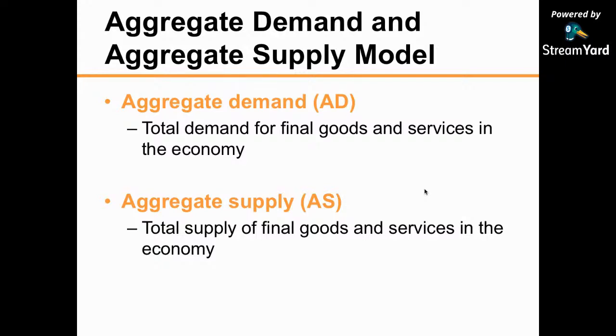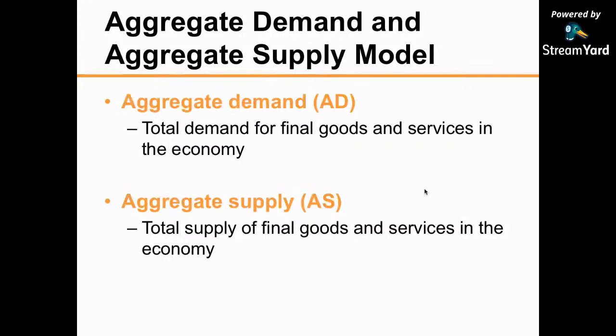This is just another supply and demand model. It's really similar to that basic model, as I've said before. The only difference is that we're aggregating. So instead of getting the price and quantity of one particular good, we're looking at the supply and demand for all of the goods in our economy. So again, aggregate just means total.